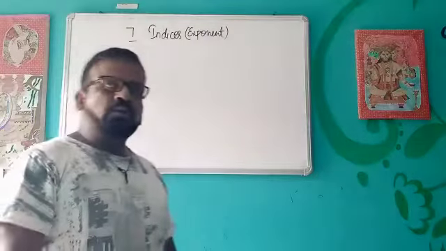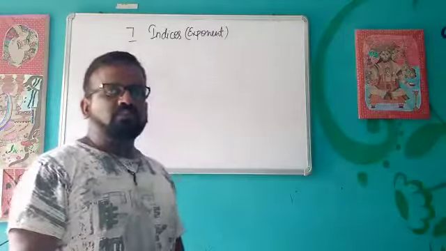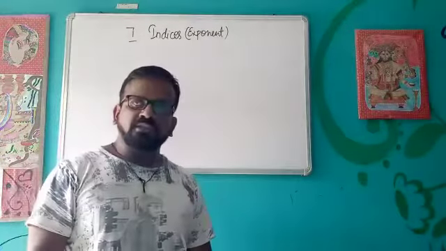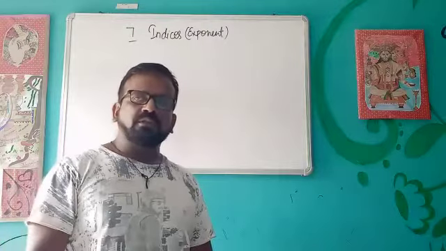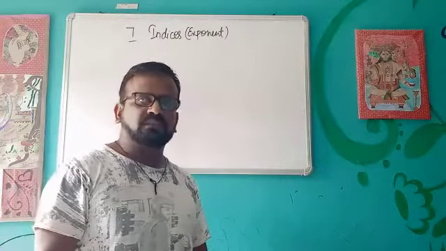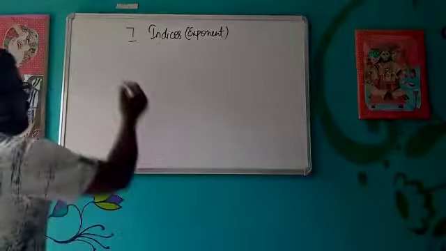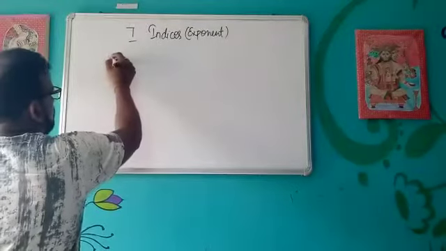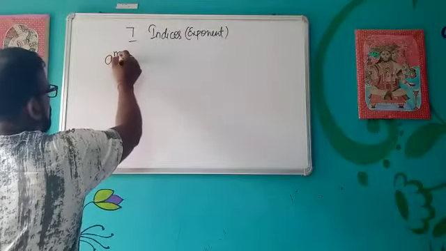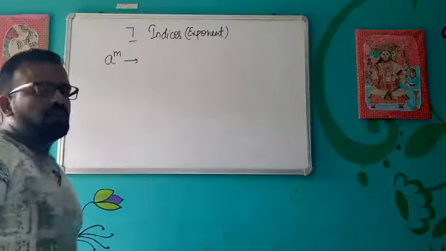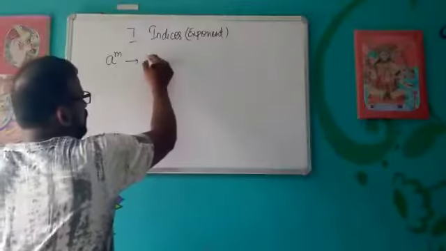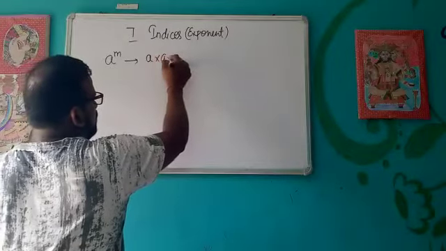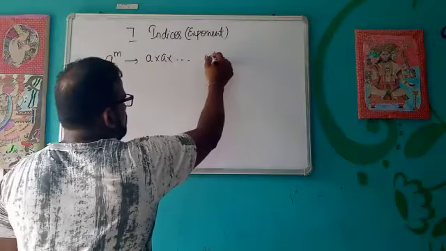This chapter you have studied many times now. So before starting the chapter, let's review a few things that you have already studied in the previous classes. So what is the meaning of exponent? First of all, suppose a to the power m is written. So what is the meaning of a to the power m? It means you will multiply a, m times.